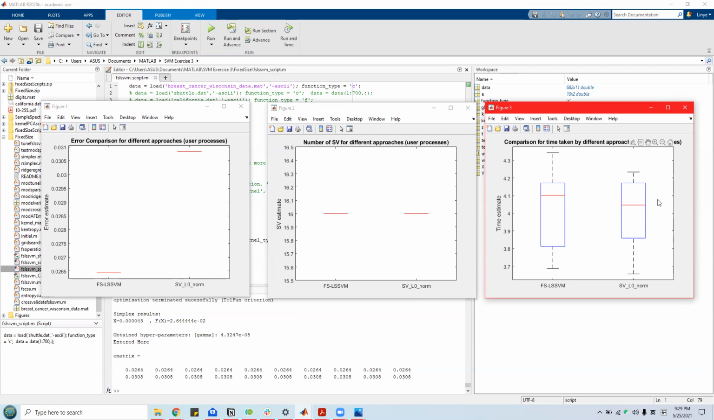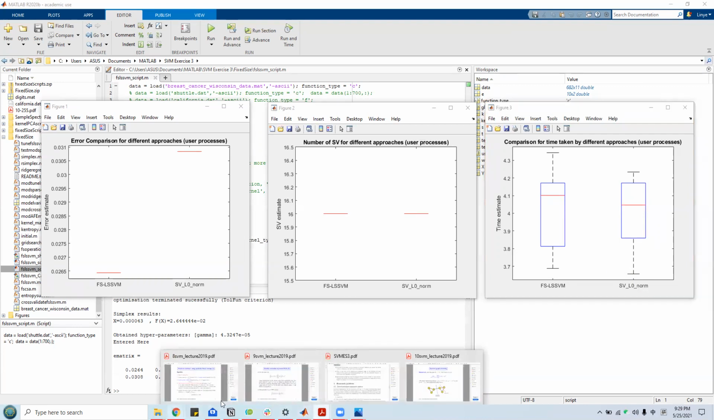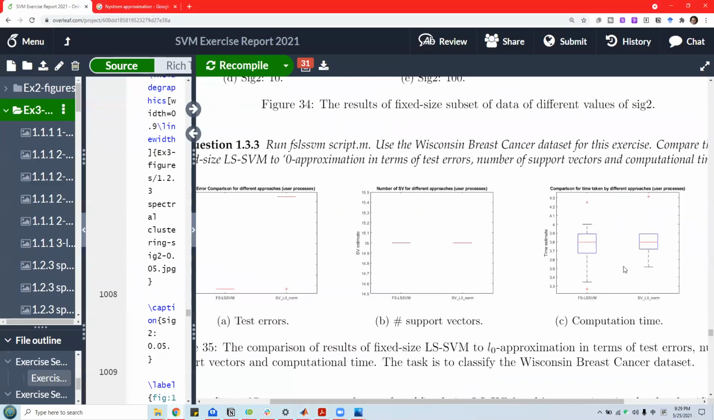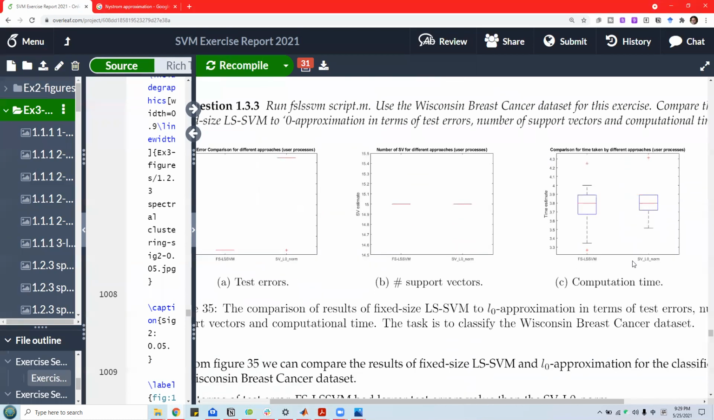And then for the computation time, I was just saying they are pretty much the same. I mean, they're not so different to me. And the distribution is fine, I would say. But of course, you maybe can say this one, the L0 norm, is slightly better. I don't know if this is the one I get from my report as well. No, I got totally different results too.